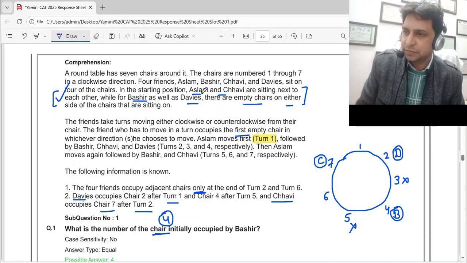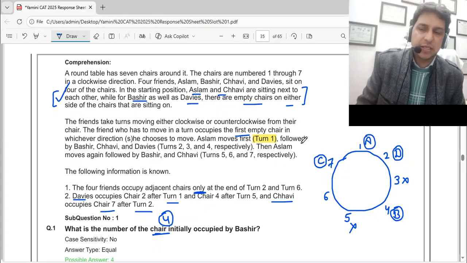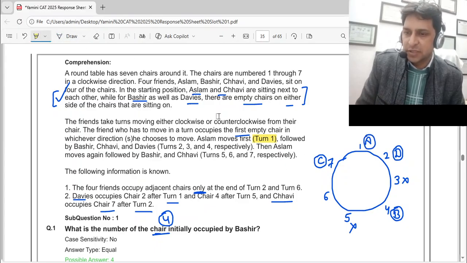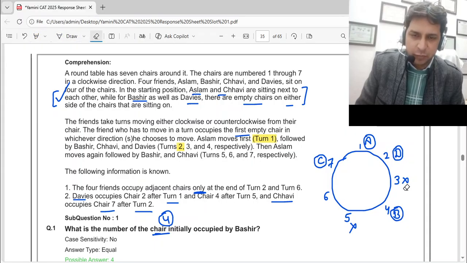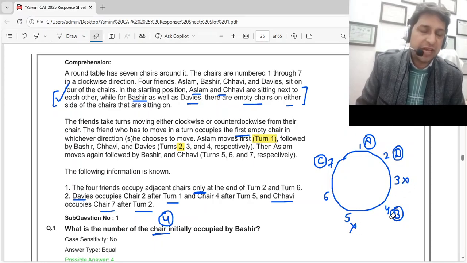So A comes here. Now the next turn is for B. The second turn is by B. Let's take a turn. Now B can move to either 3 or 5. Of course, they have to be all together, so he'll only move to number 3.